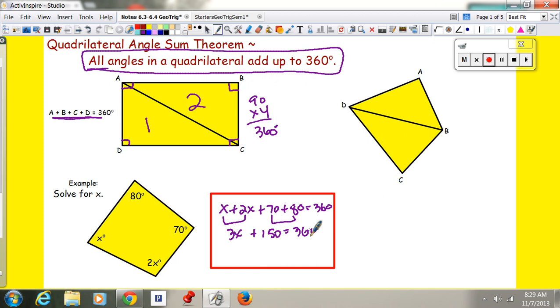So I just combine the x with the 2x. I combine the 70 with the 80. And then I'm going to subtract 150 on both sides. So 3x equals 210. And I'm going to divide by 3. So how much is x going to equal in this case? 70. Now be careful, because in a problem they may ask you to plug it in and find a certain angle. Like if they said, what would this angle be down here at the bottom? If you put 2 times 70, that'd be 140 degrees. Doesn't really look like a 140 degree angle, but.